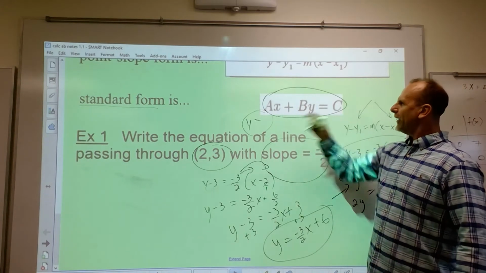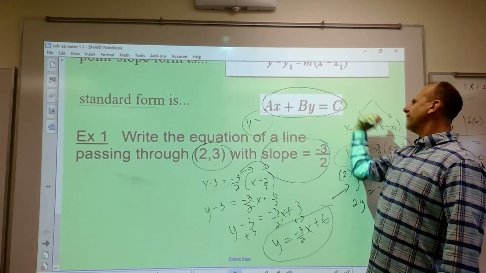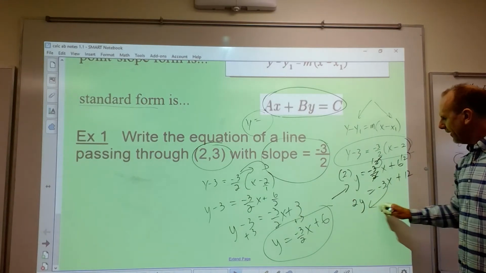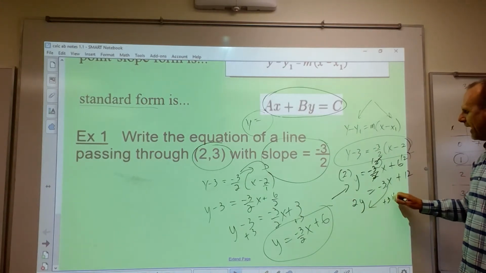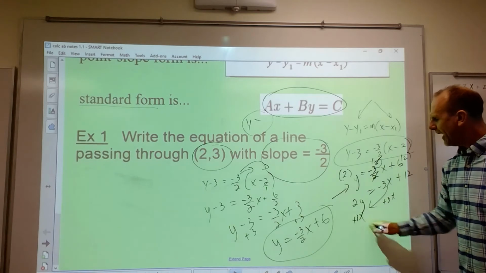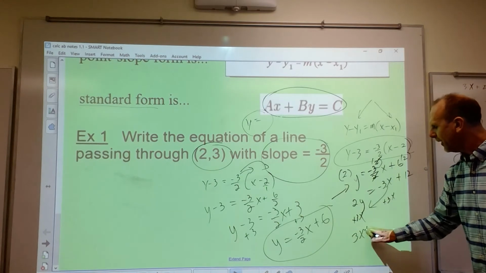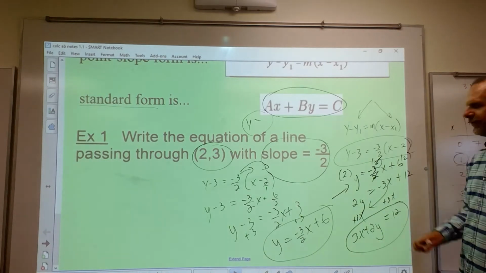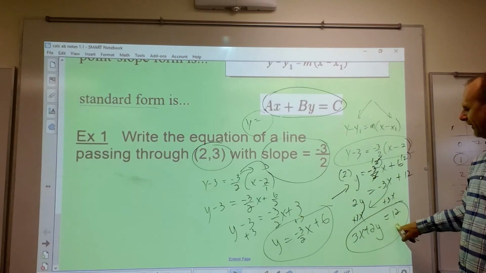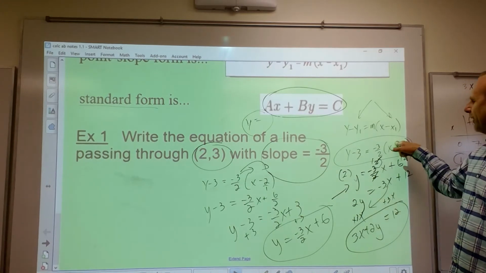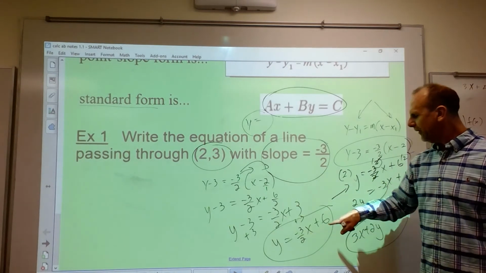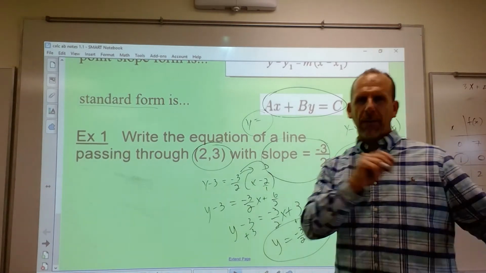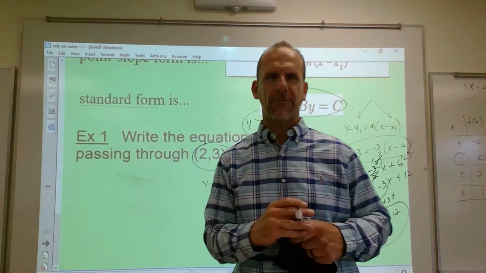So for standard form, ax plus by equals c, the x's and the y's are on the left, and the constants are on the right. So I want to put this over here. I add 3x, add 3x, and I get 3x plus 2y equals 12. And that is called standard or general form. Standard or general form, slope intercept form, point slope form. You need to go back and forth between all three, and know how to use each one of them.